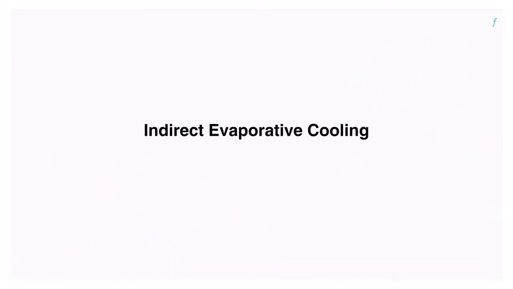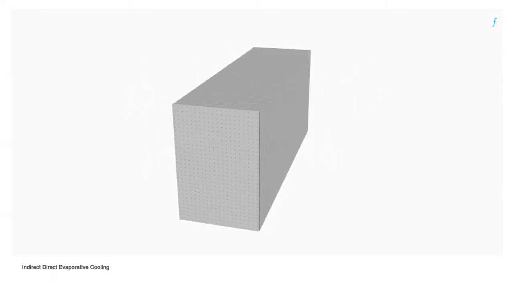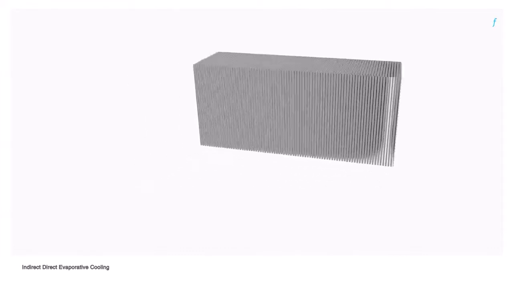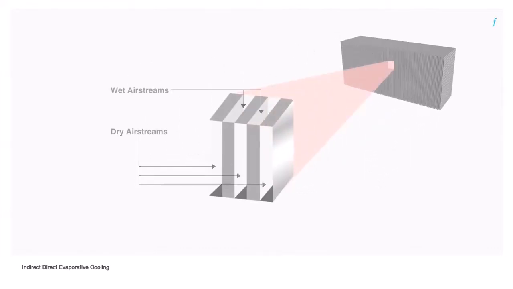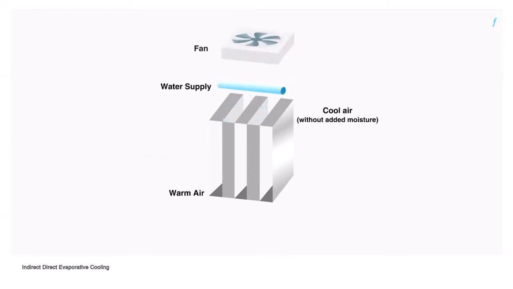The second type is indirect evaporative cooling. Here, we use a sensible heat exchanger as the medium. It consists of alternate panels allowing wet air streams and dry air streams. Water is allowed to drip on the heat exchanger into the panels allocated for wet air streams.